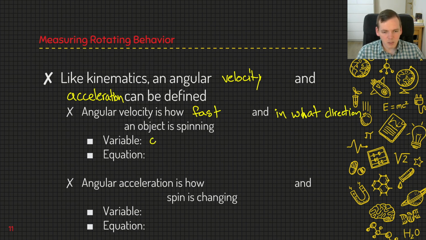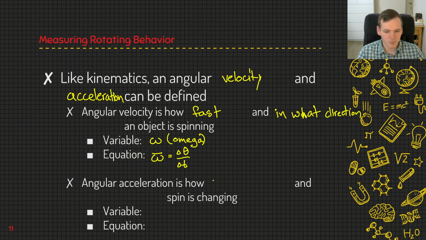The variable we use for this is the Greek letter omega, the lowercase omega. It's kind of like a loopy W. Look it up online if you're not quite sure. And the equation that we're going to use in this class is that the average angular velocity is equal to the change in theta divided by the change in time. Just like average velocity is the change in position divided by the change in time.